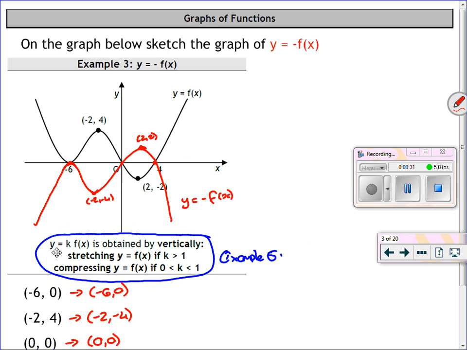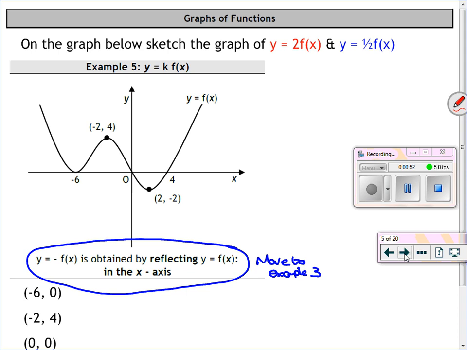It says that if we have the graph of y is equal to kf of x, this graph gets stretched if we multiply the function by a number bigger than 1. So it gets stretched vertically. It gets compressed vertically if we have a number in between 0 and 1. So the two examples that I've got here: I want to sketch the graph of 2 times f of x. I'm going to do that in red, and I'm also going to sketch the graph of y is equal to a half f of x. I'm going to do that one in blue.